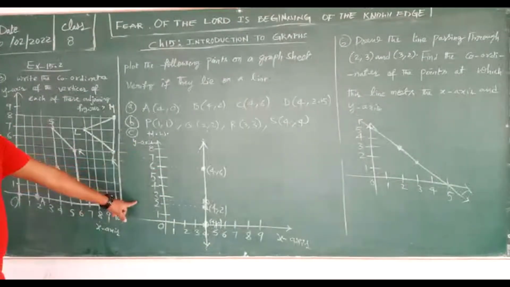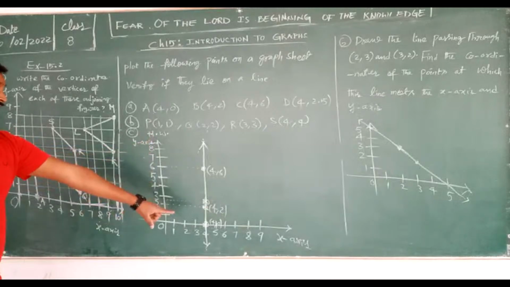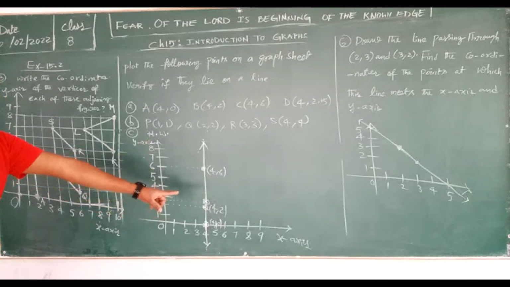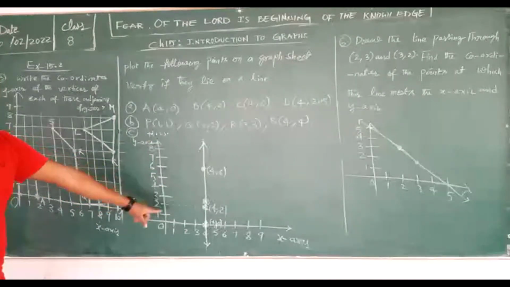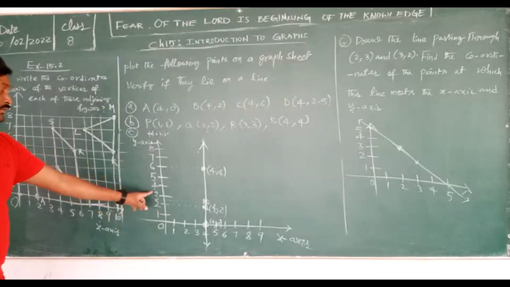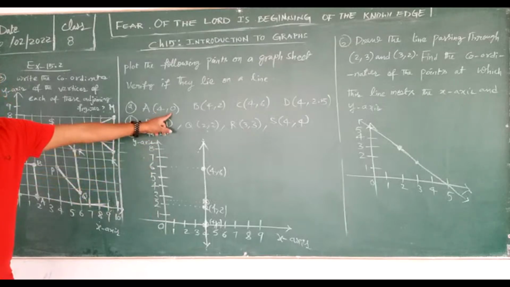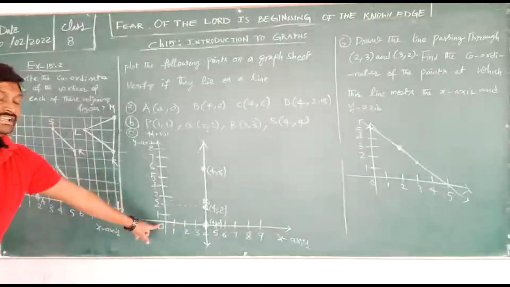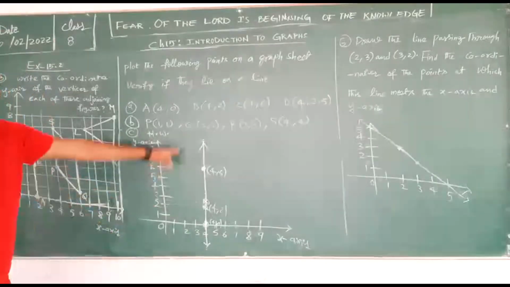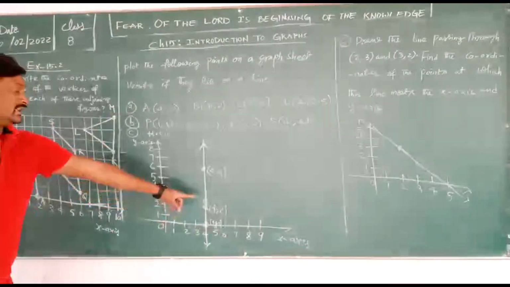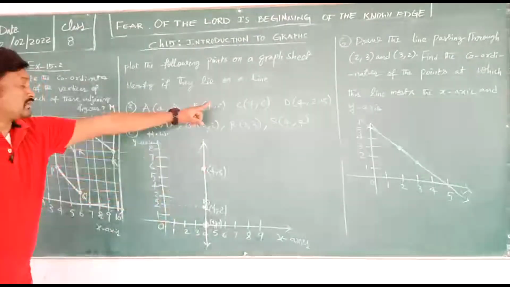So here what I did is draw the x-axis and y-axis, and I wrote 1, 2, 3, 4, 5, 6, 7, 8, 9. You have to do it on the graph paper. And again I wrote 1, 2, 3, 4, 5, 6, 7, 8. Now check. 4 comma 0. 4, 0 is here. Next one 4 comma 2. 4 comma 2 here. And then next one 4 comma 6.